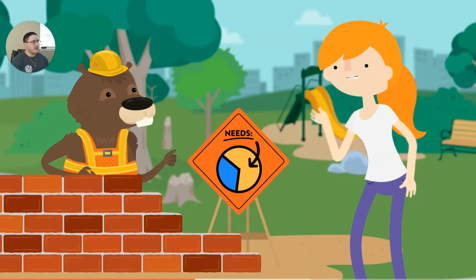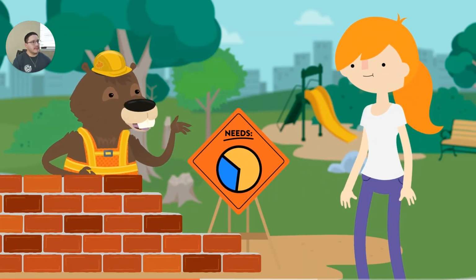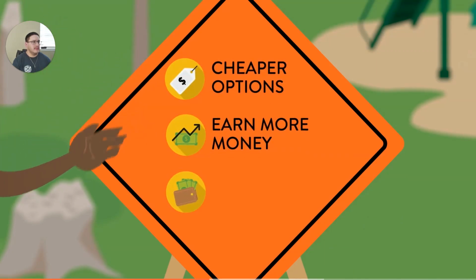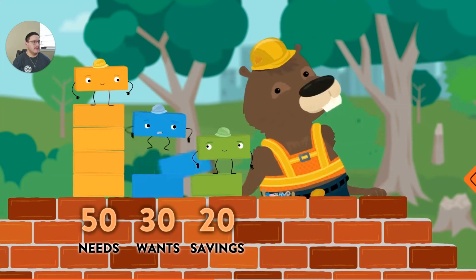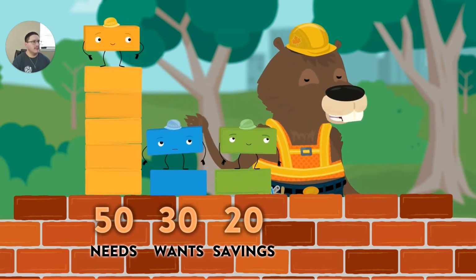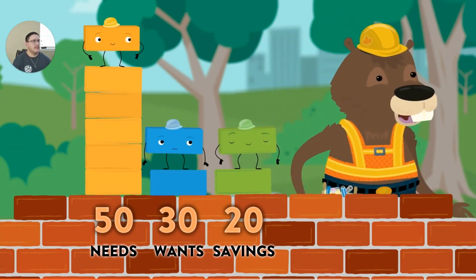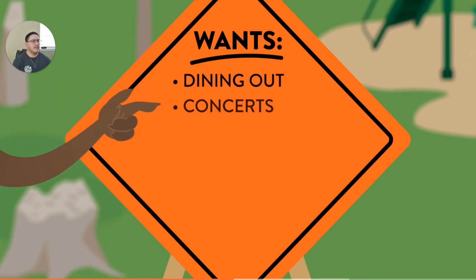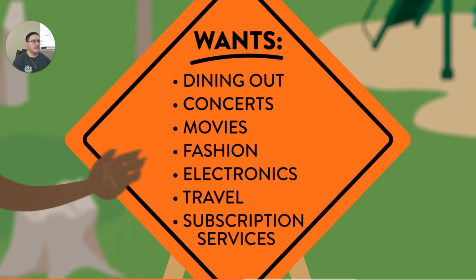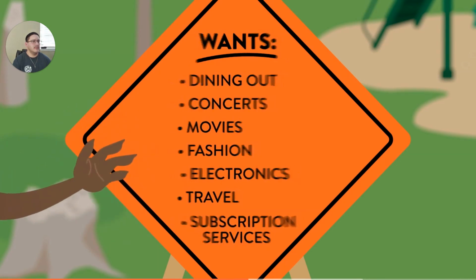But what if my needs cost more than 50%? If that's the case, you have 3 choices: finding cheaper options, looking for ways to earn more money, or sacrificing a bit from another category. Hey, lousy needs. Your wants are the most flexible category, but they can also be the hardest to wrangle. Wants include dining out, concerts, movies, fashion, electronics, travel, subscription services, and all other non-essential purchases.